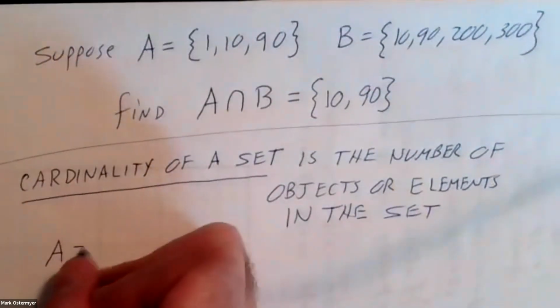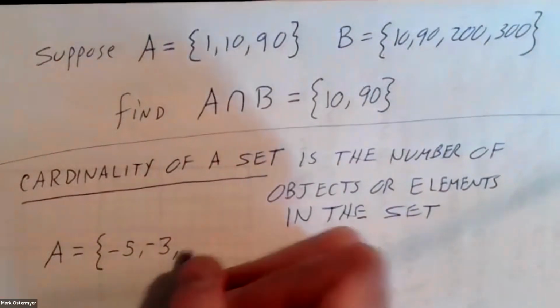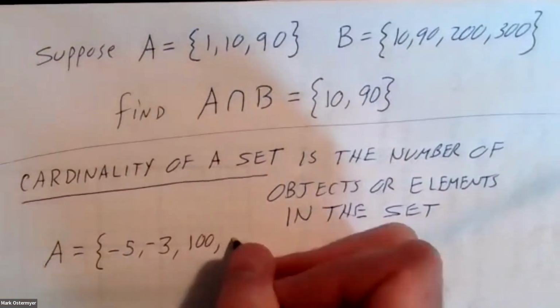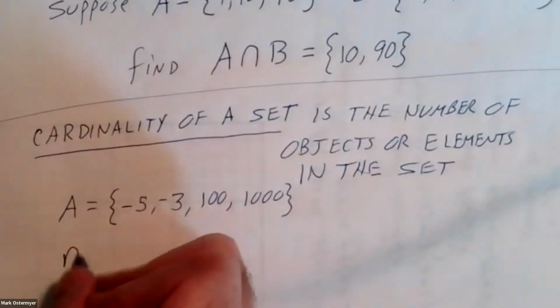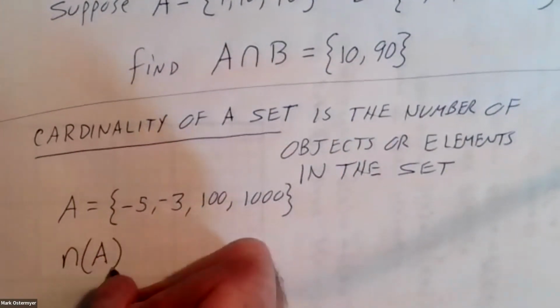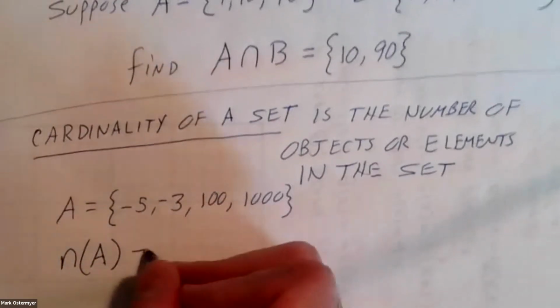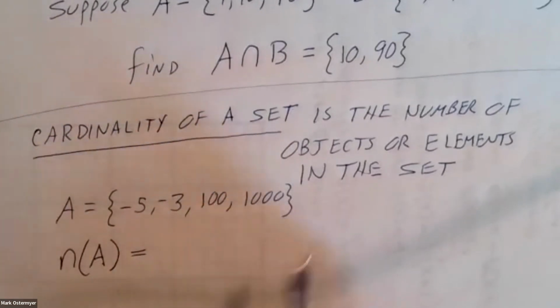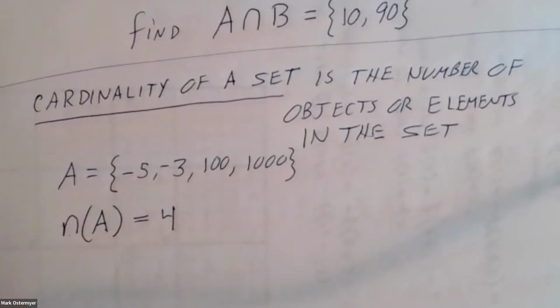In other words, if I define set A to be the set that consists of -5, -3, 100, 1000, what would be the cardinality of set A? Symbolically, we represent the cardinality of a set by this notation. This is basically saying how many elements are in set A? Well, the number of elements are 1, 2, 3, 4. There's 4 elements in set A. That'd be the cardinality of set A, 4. Any questions about what cardinality is, ladies and gentlemen?